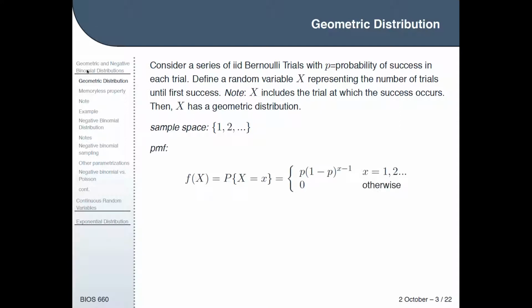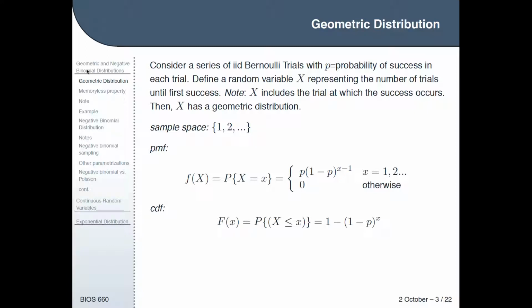Probability mass function, easy to calculate using the rules of probability. In fact, so far most people calculated this successfully on the exam, even though I never really gave you this formula. If the probability of success is p, probability of failure is 1 minus p, you have to get x minus 1 failures, each with probability 1 minus p, so (1 minus p) to the x minus 1 power, and then 1 success with probability p. So the probability comes out to be p times (1 minus p) to the x minus 1 power.